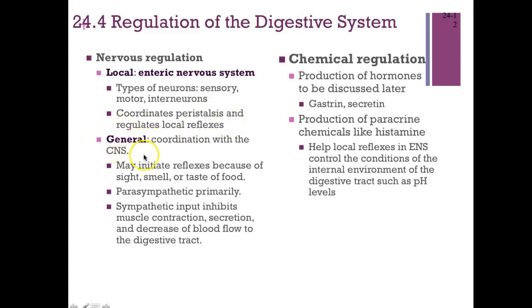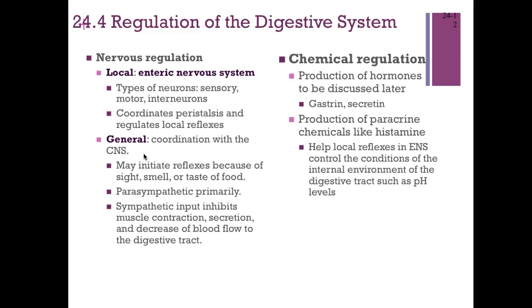In general, though, we do have coordination with our central nervous system. This helps us with some reflexes because of the senses associated with foods, such as sight, smell, and taste. This is most likely our parasympathetic nervous system working. Remember, that is our rest and digest portion of our autonomic nervous system, whereas our sympathetic nervous system is going to inhibit digestion, really. So it's going to inhibit muscle contraction, secretion, and also blood flow to our digestive tract.